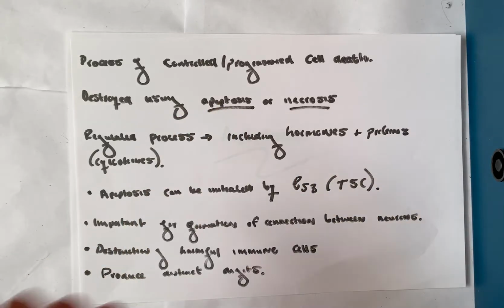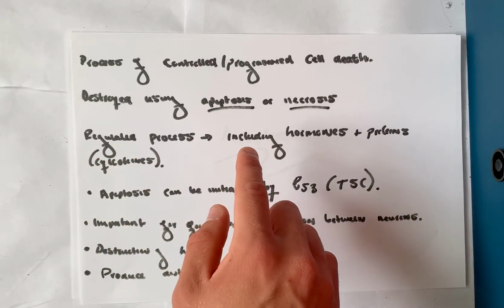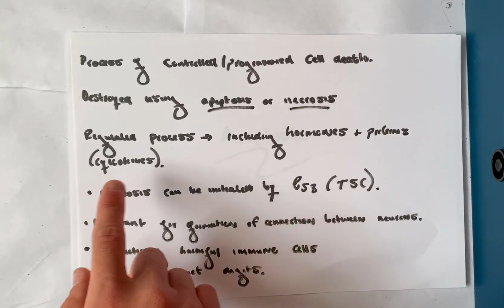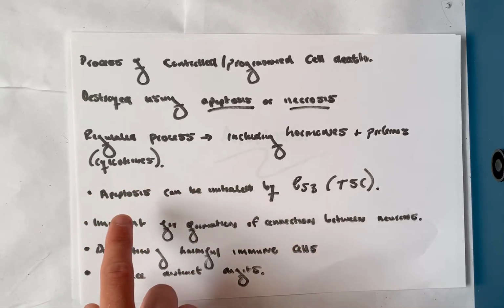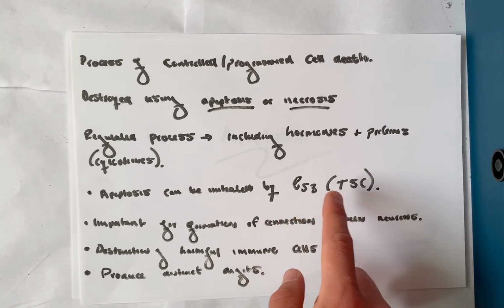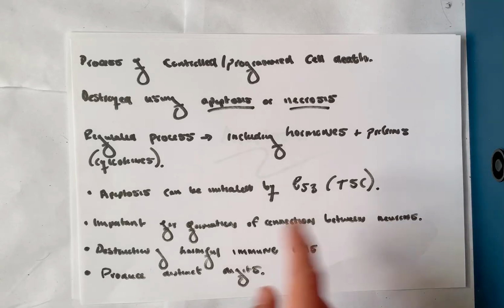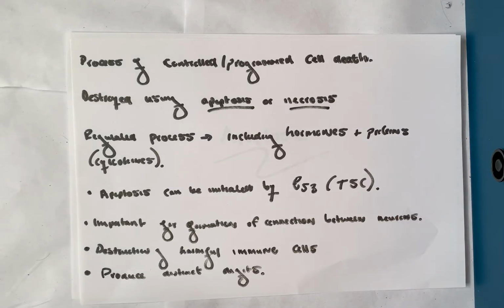regulated cell death. So, as I just said, it's a regulated process, and it's regulated by hormones and proteins known as cytokines. Apoptosis can be halted and initiated by P53, which is a tumour suppressor gene, which we'll learn more about in a later video on cancer. It's important for the formation and the connection between neurons in the brain, which are just nerve cells. Neurons are also known as nerve cells, so it helps to form neurons in the brain.